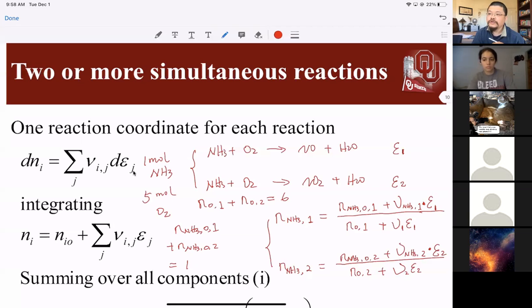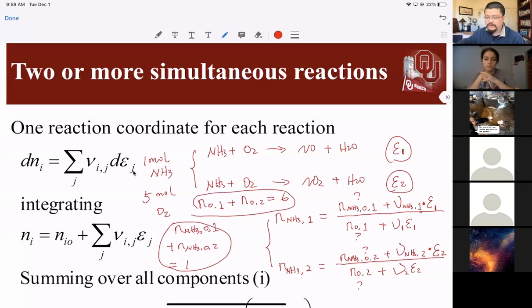Okay, so this is why we need to set up multiple equations in order to solve for epsilon 1 and epsilon 2. This we don't know for sure, but we are going to have the 2 equations to help. Okay. So those would be the ways when you have multiple reactions, how you are going to deal with that.